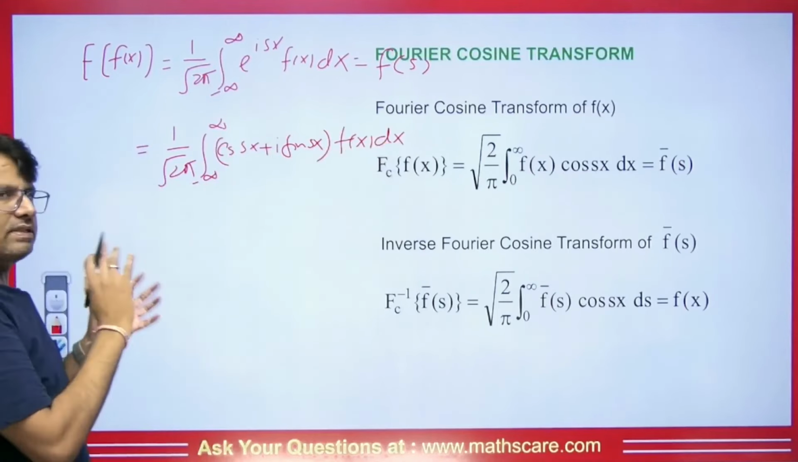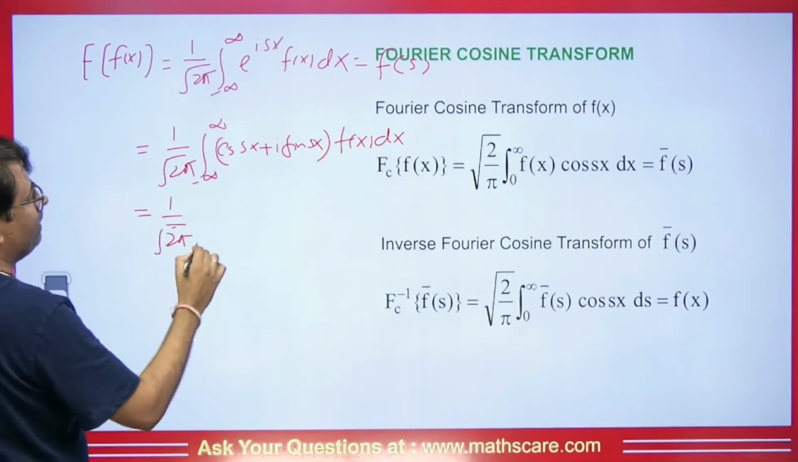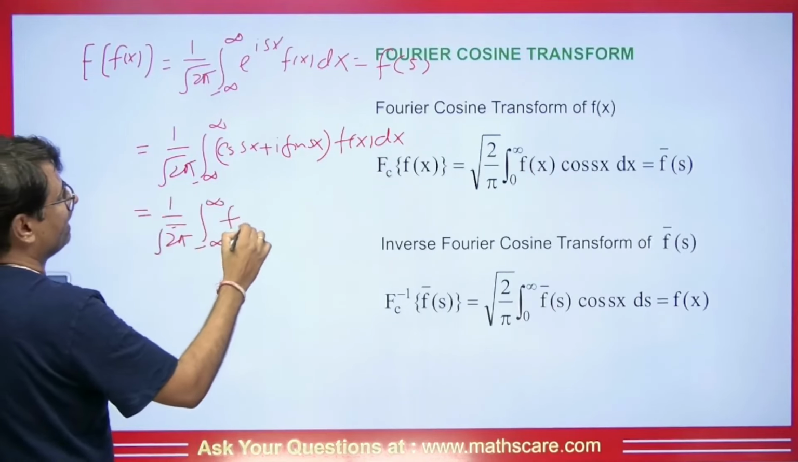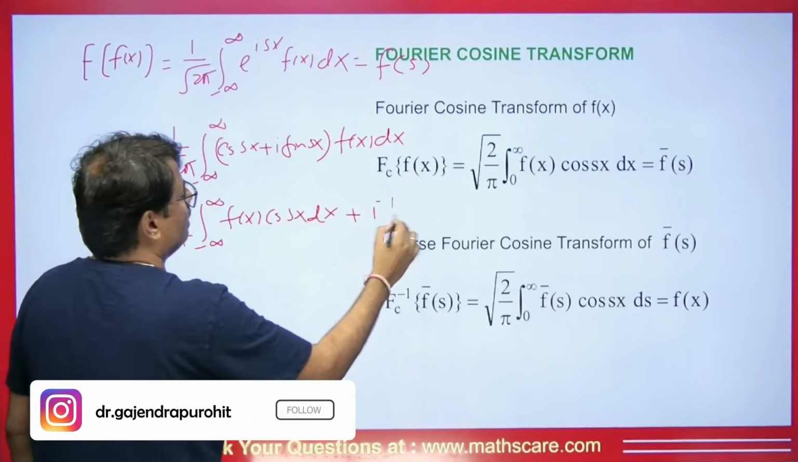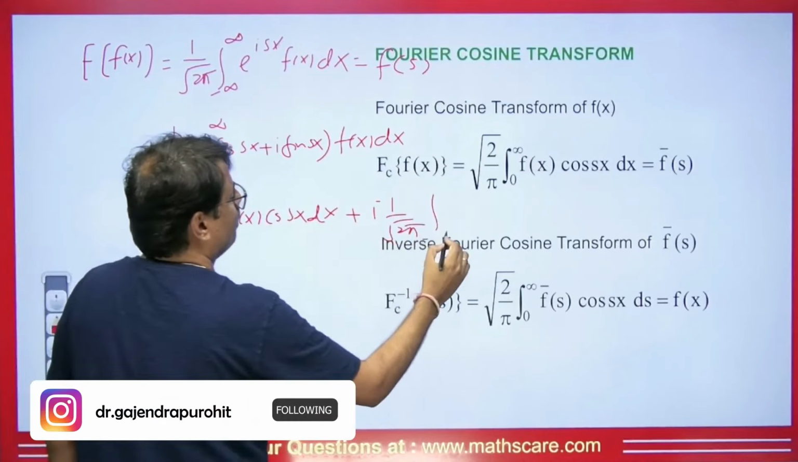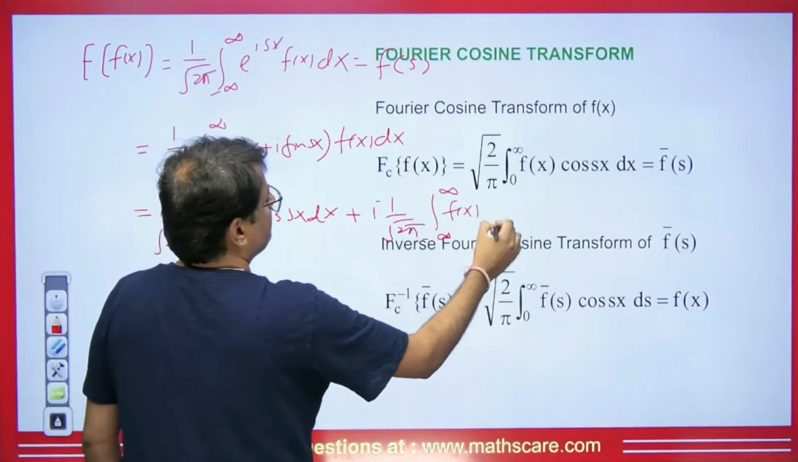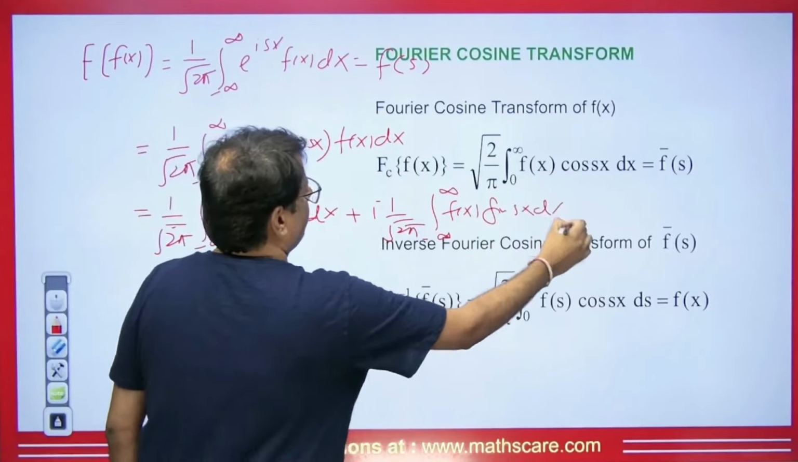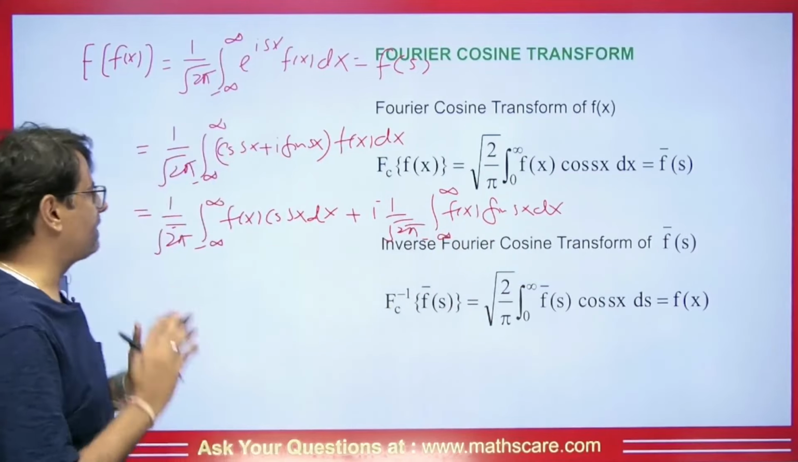If here we separate the real part and the imaginary part, this will be 1 upon root 2 pi, integral from minus infinity to infinity of f(x) cos sx dx, plus iota times 1 upon root 2 pi, integral from minus infinity to infinity of f(x) sin sx dx. So this is what we get here. This means that we have represented this function separately in terms of its real and imaginary parts.